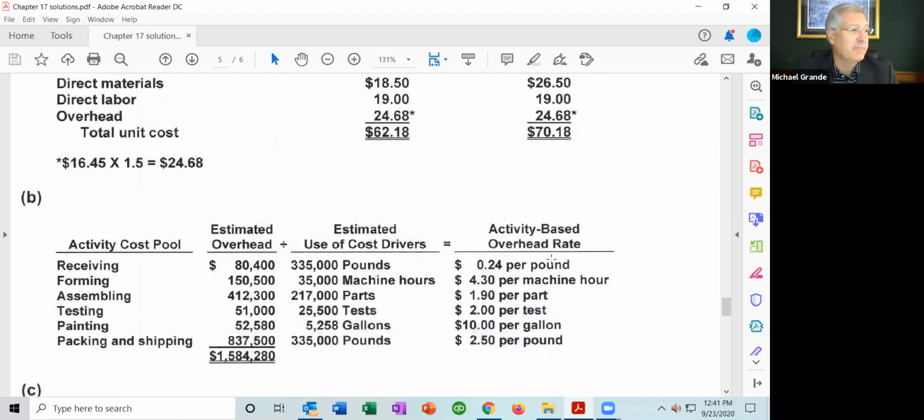Item B asks you to calculate the activity rate for each of these separate activities: receiving, forming, assembling, testing, etc. Remember, it's the cost pool divided by the total expected activity for each pool. Very similar to the predetermined overhead rate. Dollars divided by total activity. And you can see there are the rates right there.